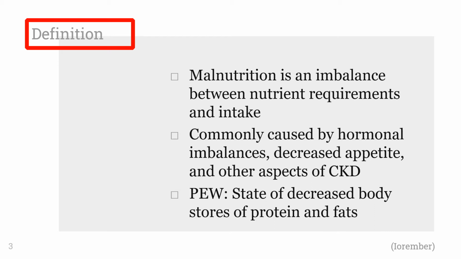A related concept to malnutrition is protein energy wasting, or PEW. According to the International Society of Renal Nutrition and Metabolism, this is defined as a state of decreased protein and energy fuels, or fat. And in people with chronic kidney disease, it's caused by a lot of the same factors as malnutrition. So someone with chronic kidney disease who is malnourished may also be in the state of PEW.